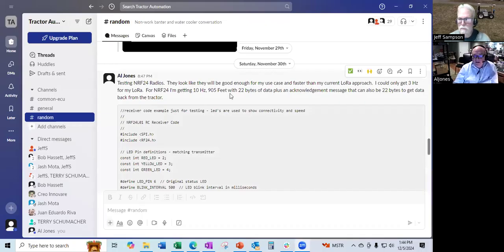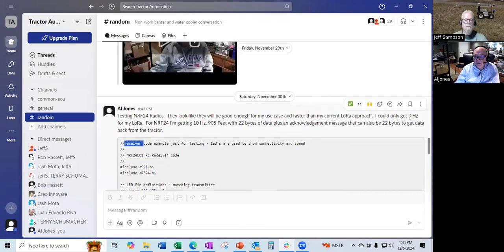I made a post out on Slack, and I was just testing these NRF radios and put at least half the code out here. This is the receiver side. But I was able to get at least 10 hertz, up to about 900 feet away, with 22 bytes of data going back and forth with 2 of these radios, and I had just mounted them.